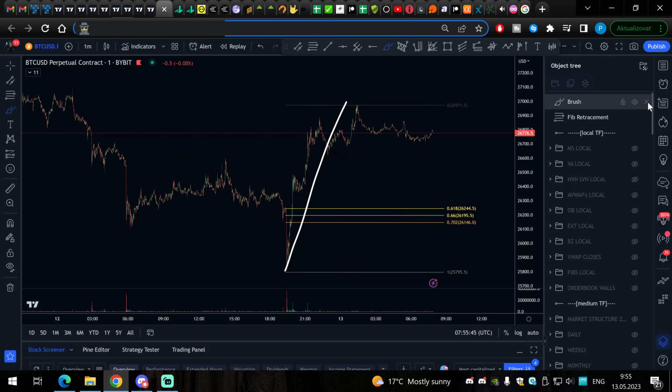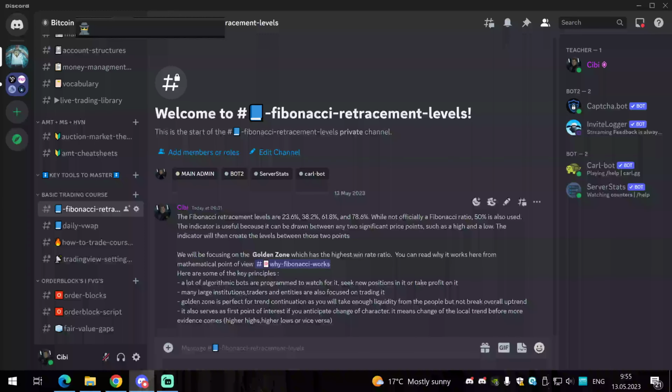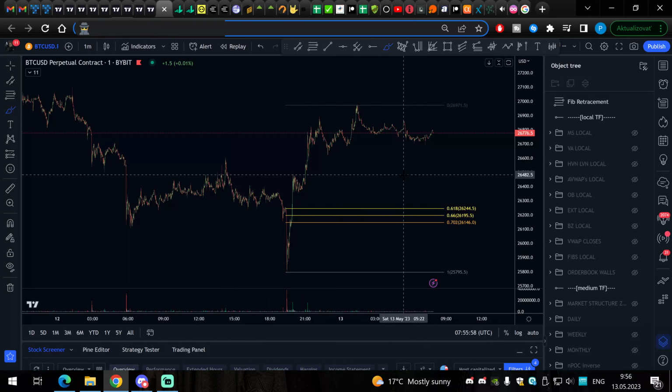So yes, you see the reward ratio is great in the golden zone. Let me show you other reasons. You can see here, the golden zone is perfect for trend continuation, as you will take enough liquidity from the people, but not break the overall uptrend. Yes, and the liquidity you will be earning much later, and you definitely need to be hero rank for this at least, or legend rank.